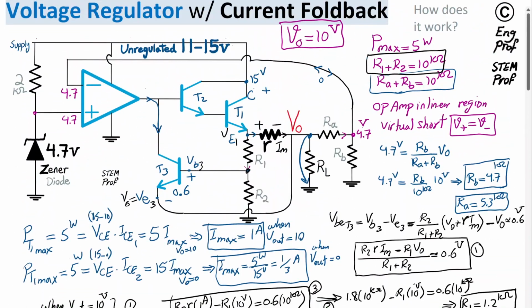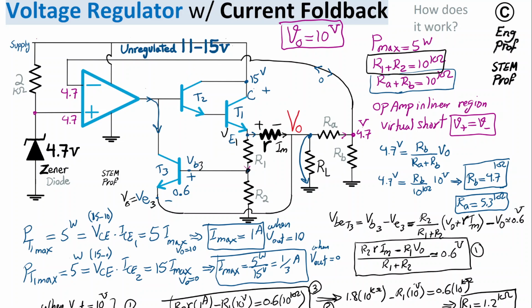I hope this example is helpful in terms of showing how we can design a simple voltage regulator with current foldback, and how we can find the right values for the components given the target output voltage and the Pmax for the Darlington transistor. I hope this is helpful.